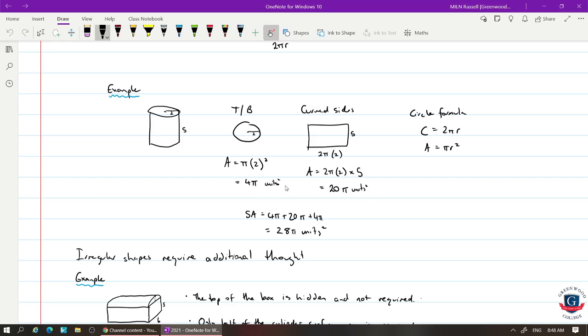Then we add those two together, making sure that we've got 2 of these. So there's 1, there's the bottom, there's the curved sides, 28 pi units squared. Brilliant.